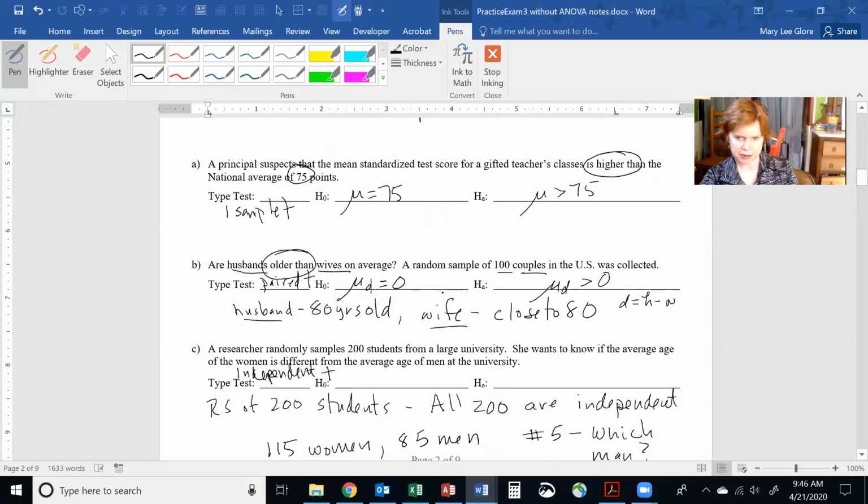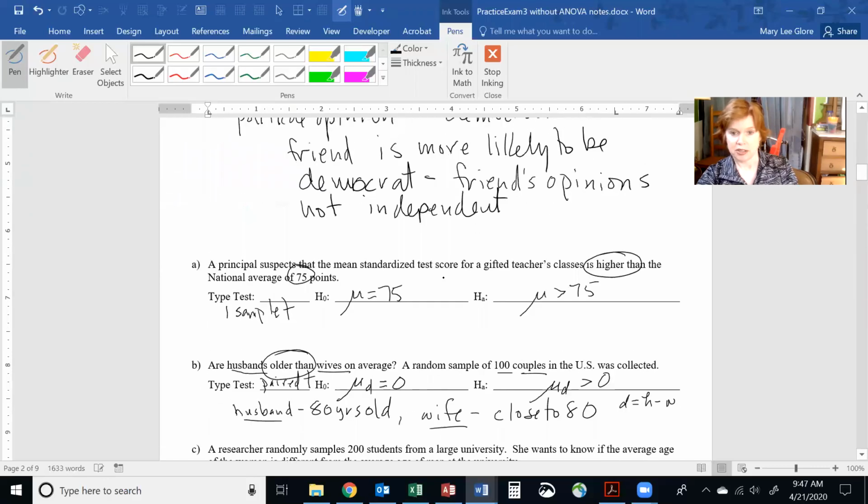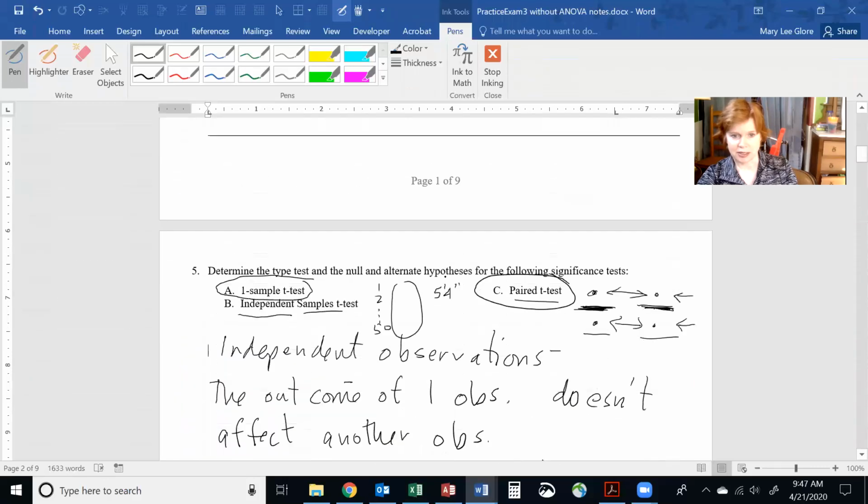When I have independent tests, this is going to be about the difference in the two separate means. So there's the mean of the women and the mean of the men, right? So mu1 minus mu2 is 0. And let's see, average age is different. So since we're talking about things being different, this is going to be not equal to 0. Okay, I hope that clarifies some regarding the difference between independent samples and paired samples and one sample.